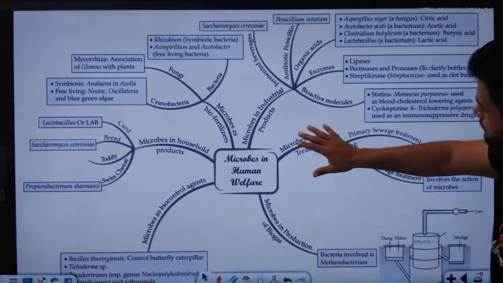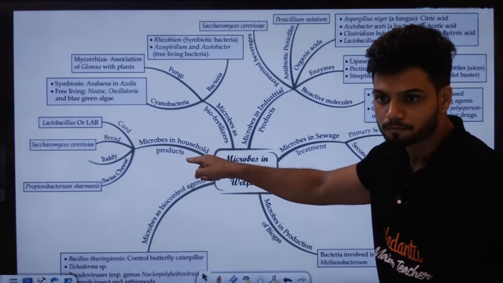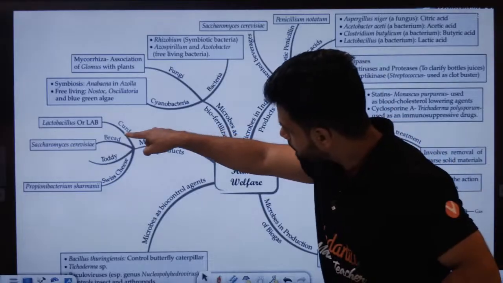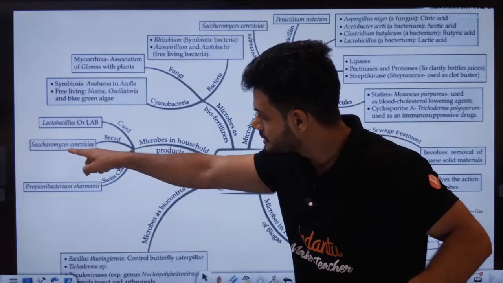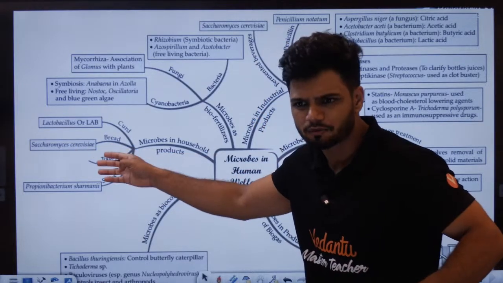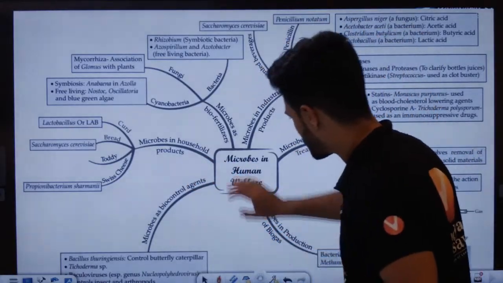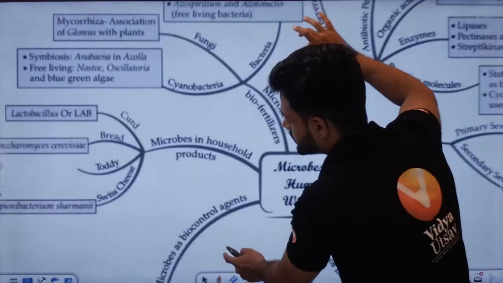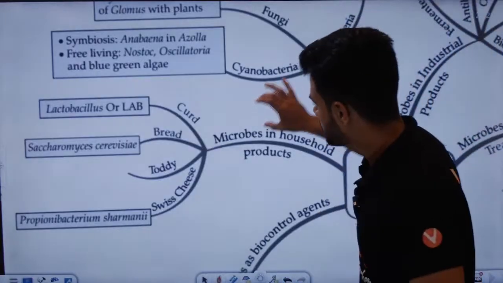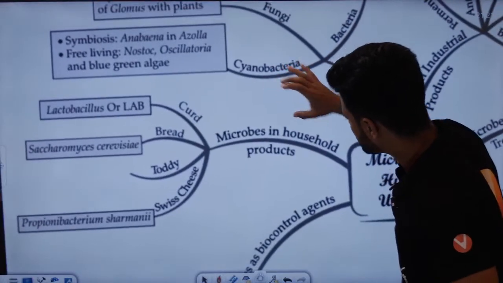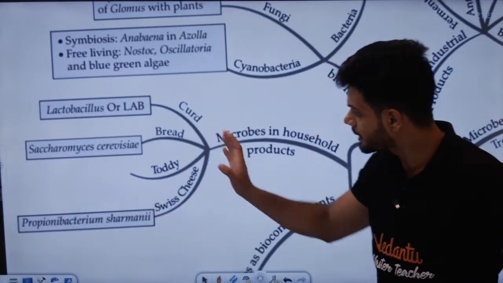Okay, students, today we learned microbes in household products. Yes or no? Curd, bread, toddy, Swiss cheese. Curd, Lactobacillus. Bread is your Saccharomyces cerevisiae. Toddy, we don't know, generally it is a type of yeast itself. Let me just zoom in and show you. Now it might be visible. Swiss cheese, Propionibacterium shermanii.